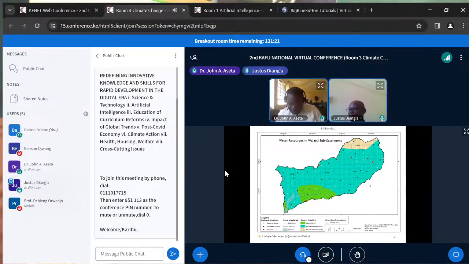The actual name of the model is WEAP model. WEAP is the Water Evaluation and Planning tool. So that is the model that was used.